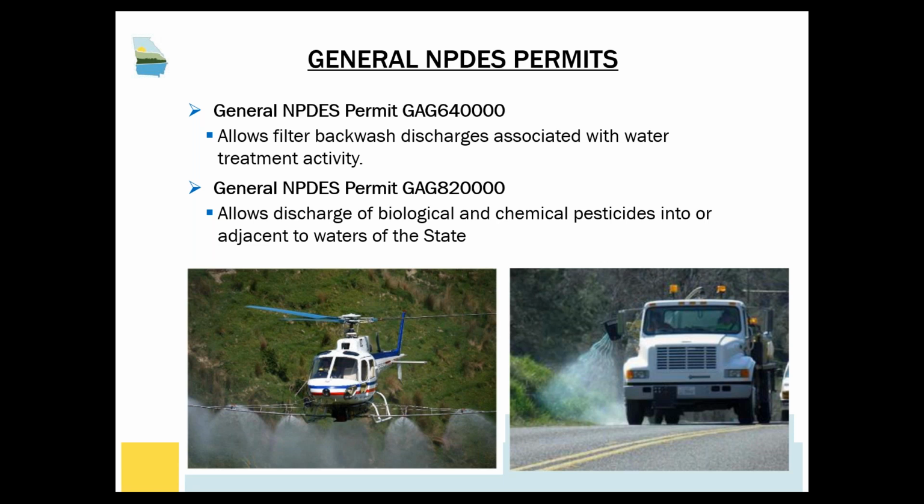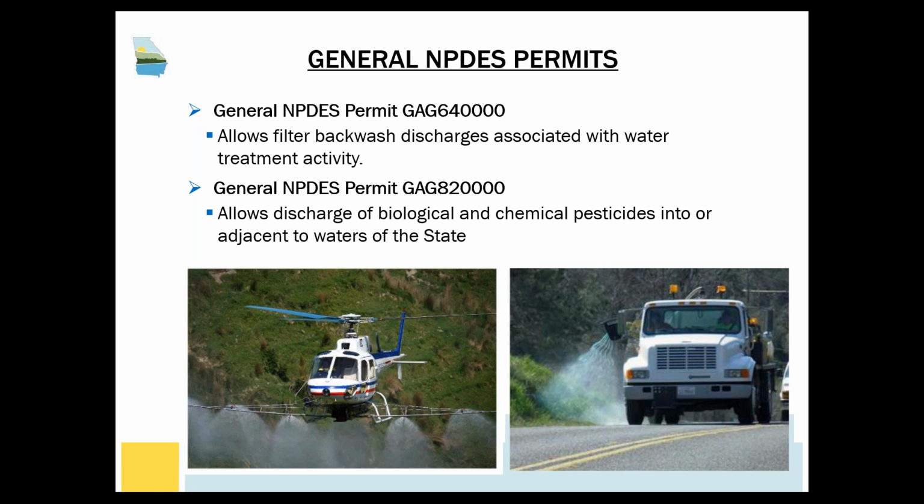But some of the more common general permits that may or may not apply to your facility is the general NPDES permit GAG 6400 series. This essentially allows filter backwash discharges associated with water treatment activities. So if you have a water treatment plant, you very well may have one of these general permits.